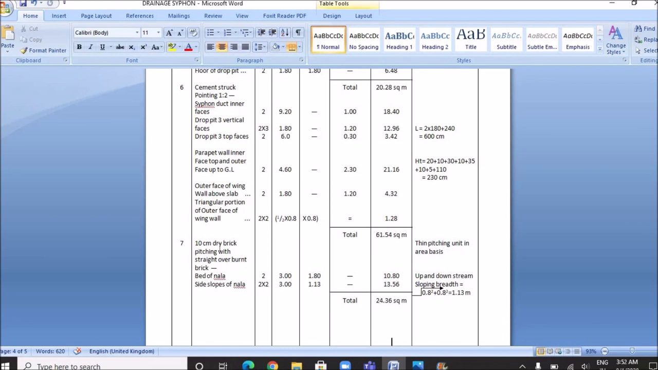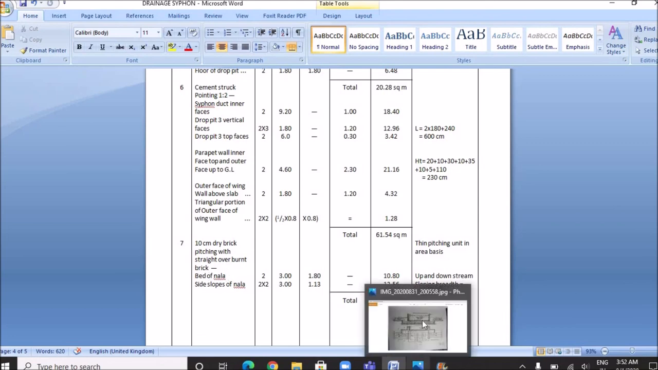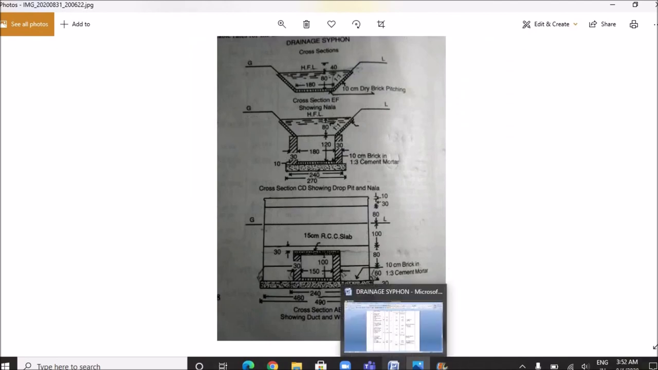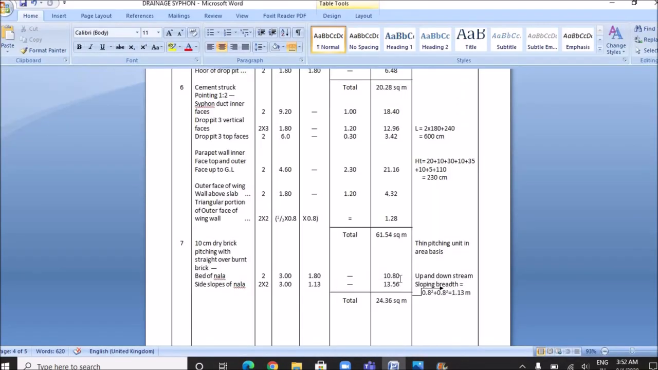Then lastly, 10 cm dry brick pitching with straight overburnt brick work is to be done. It is done for the bed of the nala. So there are two beds whose length is 300 cm or 3 meter, and its breadth is 1.8 meter. And the quantity is calculated as 10.8 square meter.